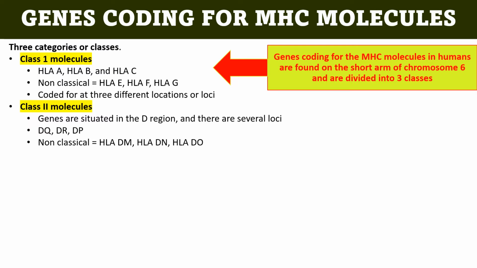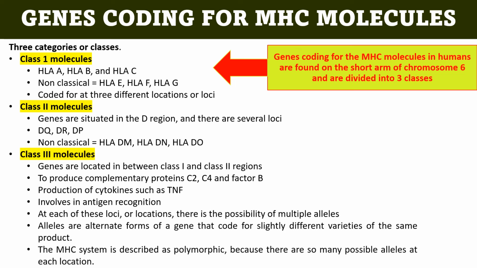Class 2 molecule genes are situated in the D region and therefore have several loci: DQ, DR, and DP. Non-classical are HLA DM, HLA DN, and HLA DO molecules. Lastly, class 3 molecule genes are located in between the class 1 and class 2 regions to produce complement proteins C2, C4, and factor B, and the production of cytokines such as TNF involved in antigen recognition.